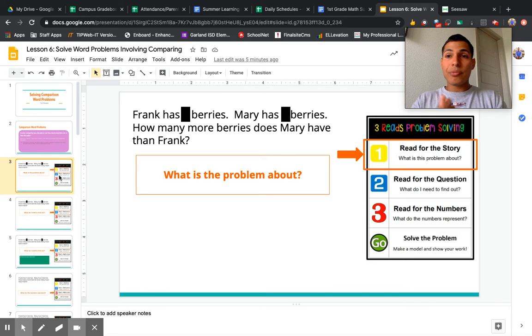Okay, example 1, here we go. Frank has blank berries. Mary has blank berries. How many more berries does Mary have than Frank? We don't have numbers yet. What is this problem about? What does it want us to do? That's step 1 in the 3 reads problem solving. Read the story. What's the problem about? Well, we know our problem is about berries. How many more berries does Mary have than Frank? It says it right there in our last sentence.